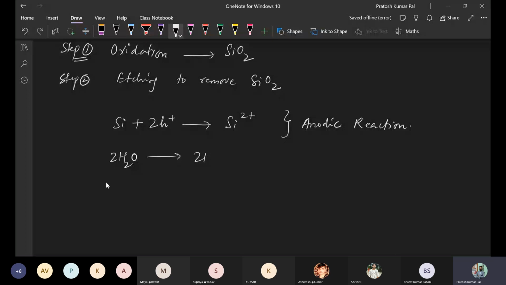So here, this is how the SiO2 is formed. So the SiO2 is formed. Now we need to use some agent that can remove this. Okay, so we have gone through this SiO2 formation.